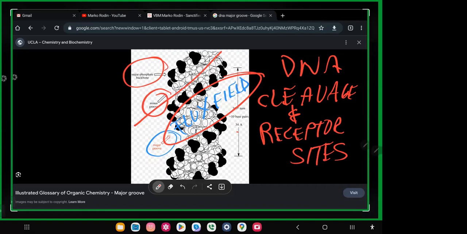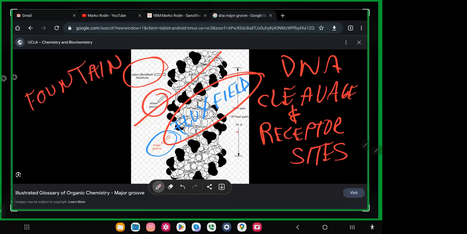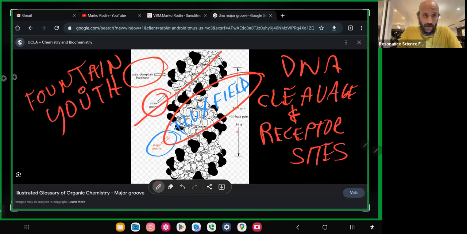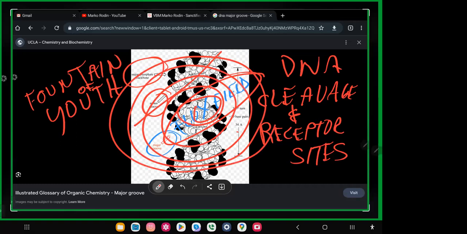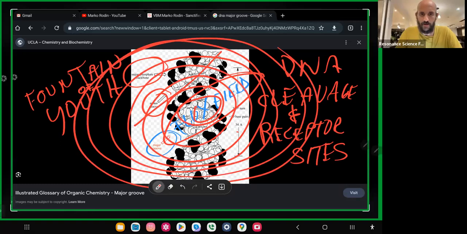It is literally, while we may never experience it because my work is still unknown, you can reverse aging. It is the fountain of youth. Everything in life is controlled by these flux fields.